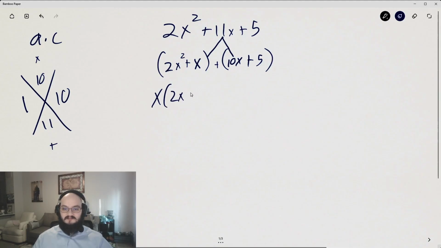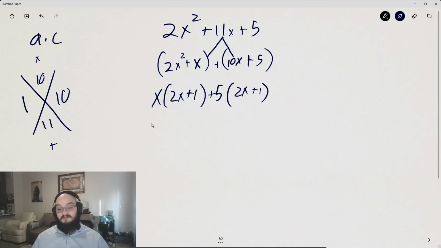2x squared divided by x is 2x, and x divided by x is 1. The greatest common factor here is 5, a positive 5. 10x divided by 5 is 2x, and 5 divided by 5 is 1.